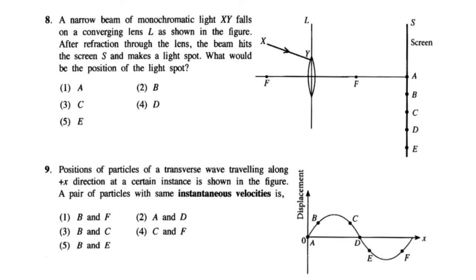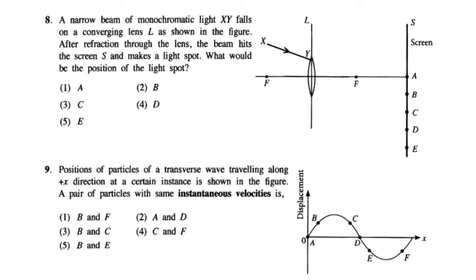Question number 8. A narrow beam of monochromatic light falls on a converging lens as shown in the figure, and it makes a light spot on the screen. They are asking for the position of the light spot. XY ray is not parallel to the principal axis. It falls on the lens at an angle to the principal axis. So it will not go through the focal point after refraction.